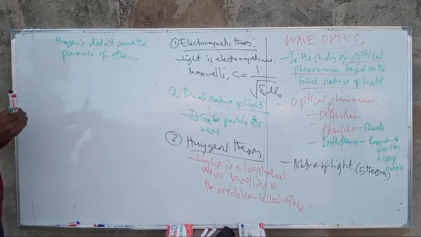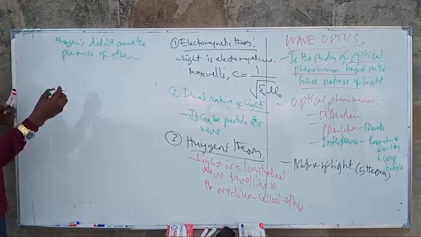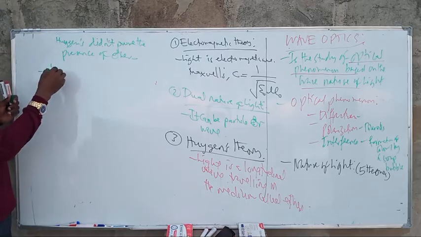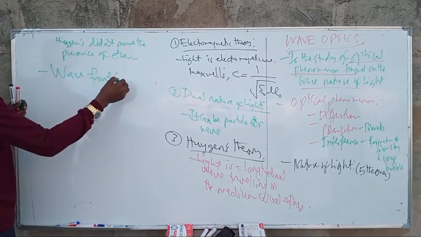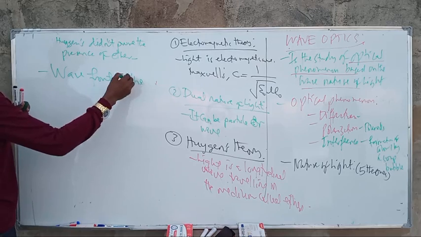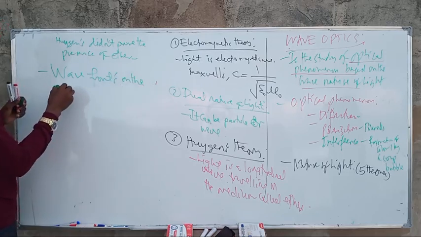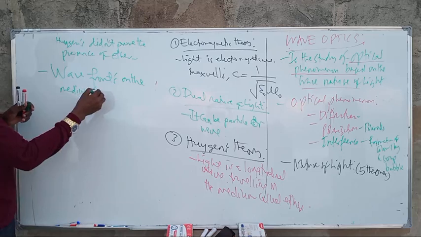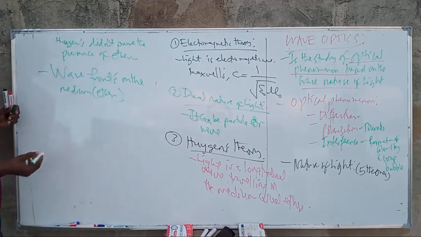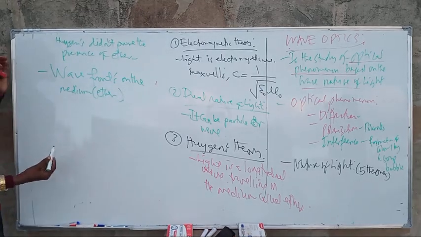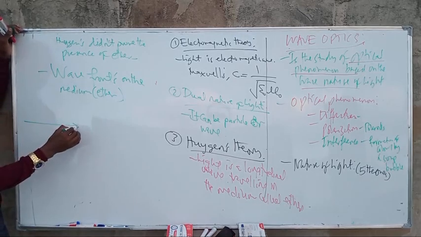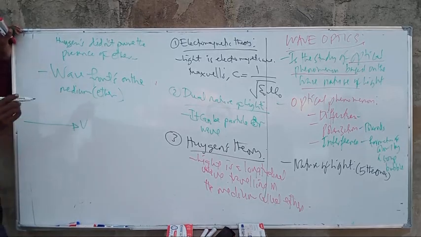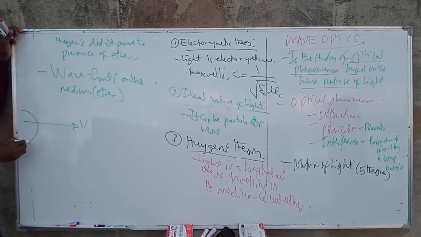But he contributed something very important. He spoke about wavefronts on the ether, on the medium which he called the ether. He said that whenever light travels in a certain direction with a certain velocity, it is always the presence of that ether which makes up the wavefront.